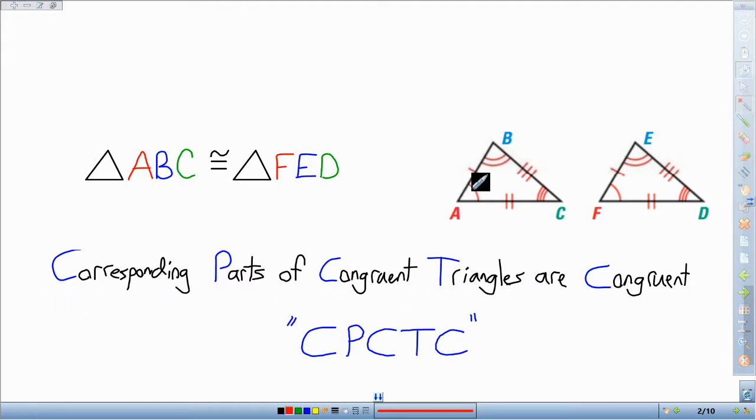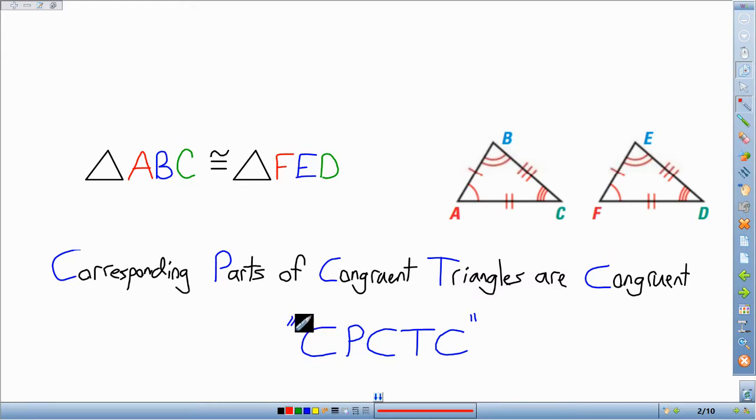Same idea with the side lengths. We can see that side length AB is congruent to side length FE because it has one congruent bar through it. Then we can see that AC is congruent to FD because it has two congruent bars, and same thing with BC and ED.